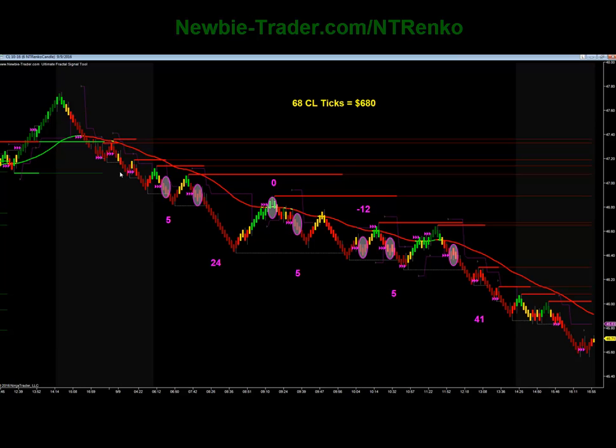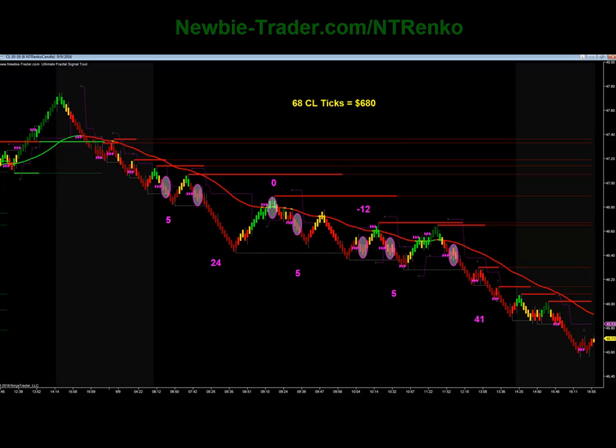Crude, again, there was a total of 7 trades in crude, a couple of break evens and one loser there, but ultimately crude was to the downside all day. You can see we had some nice signals. There were actually some nice re-entry signals as well, but 68 ticks over on crude, pretty much a one-directional market, and that was $680 there.